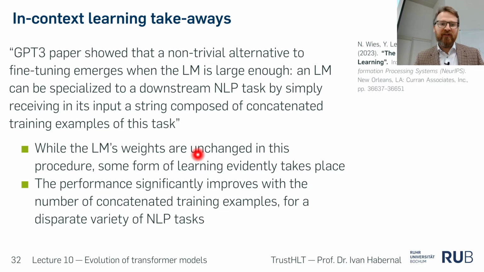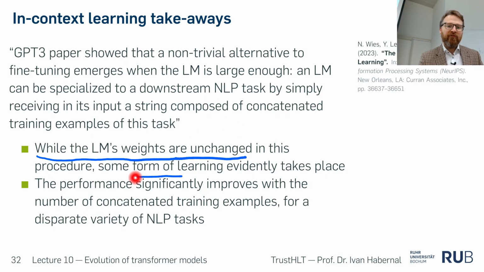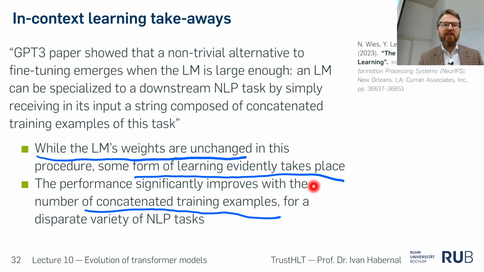Anyway, so in-context learning takeaways. Even if the weights or the parameters of your language model are unchanged, some form of learning actually takes place. Something is happening in there, just at inference time. If you show a couple of examples, show what to do, there is something. And if you show more examples of what you want to do, then obviously you get better results.